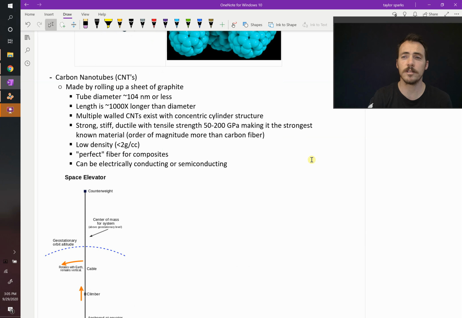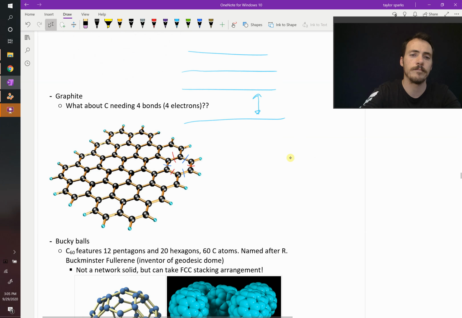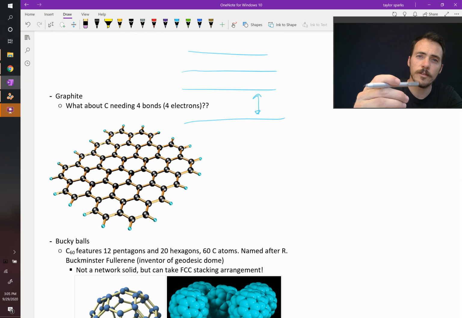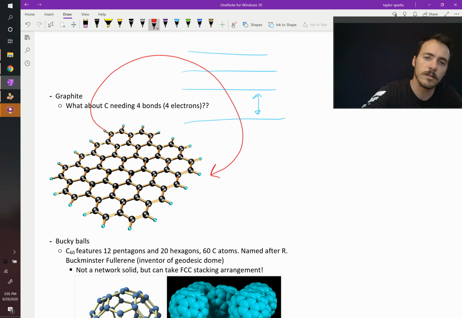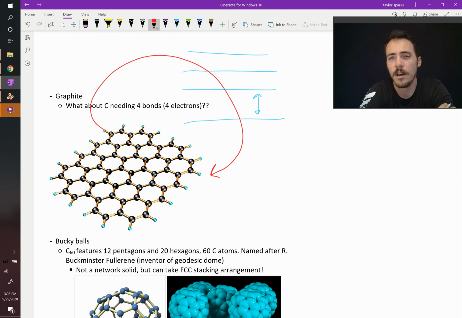They're made by essentially rolling up a sheet of graphite, right? If you come back here to our graphite, what would happen if you took this end over here and you rolled it up and you connected it to that end? You bonded it to that end. All of a sudden, you would have a carbon nanotube.